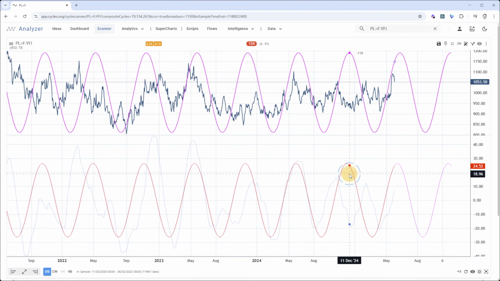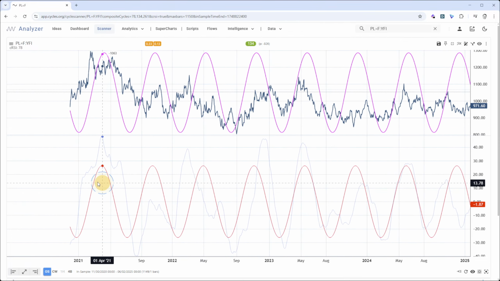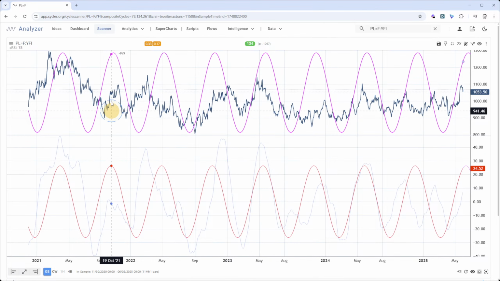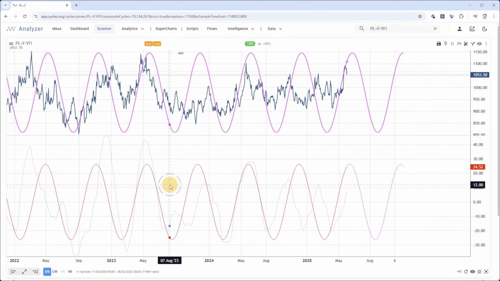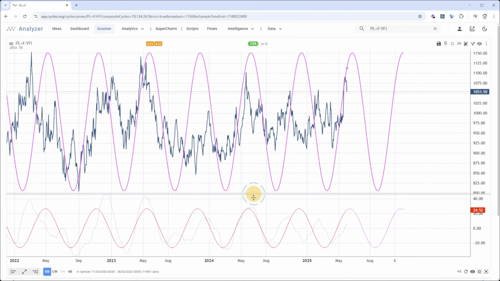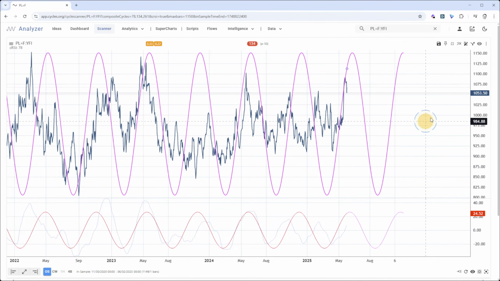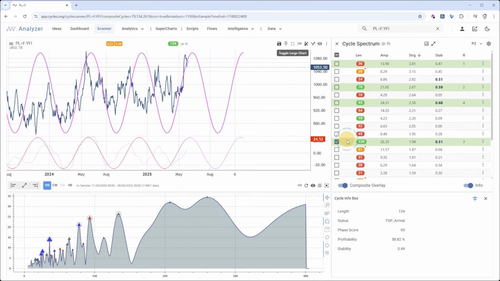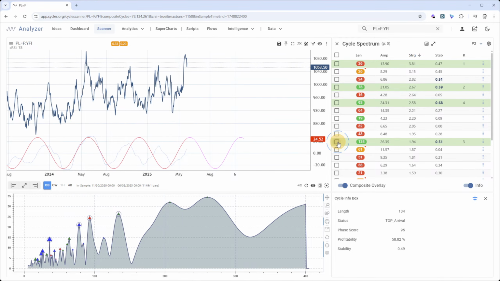So here we have a shift, but if you then look in the other swings going even more back into the past, even here until 2021, this cycle has a very stable historical performance and alignment between the price movement and this theoretical cycle. So therefore that qualifies as an interesting cycle.